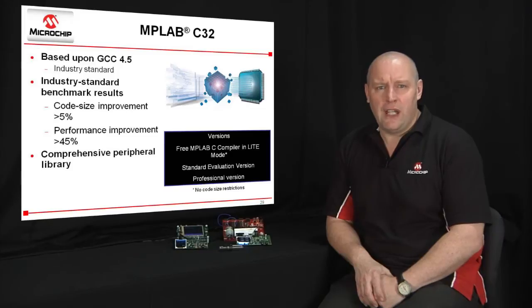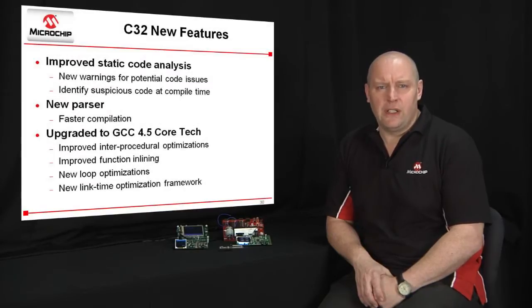Microchip provide a comprehensive peripheral library, and there is a free-to-use version of the compiler, as well as standard and professional editions. C32 has recently been upgraded with improved static code analysis to identify code issues, a new parser for faster compilation and new optimizations.